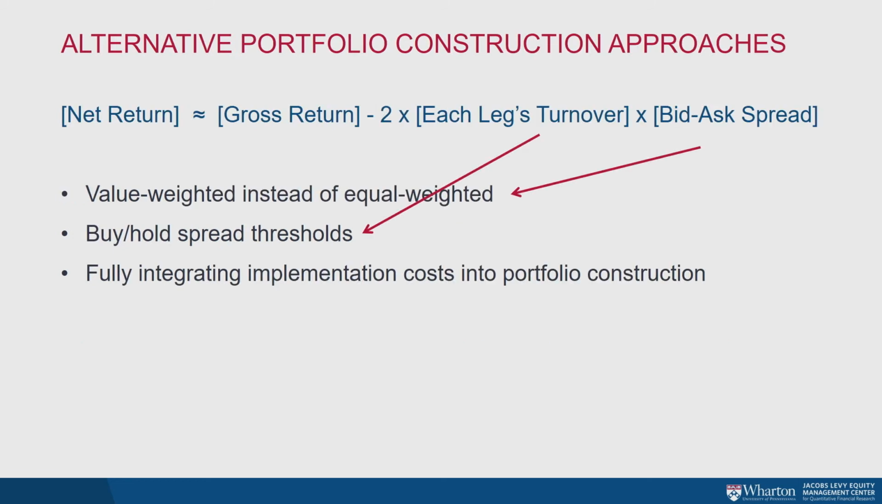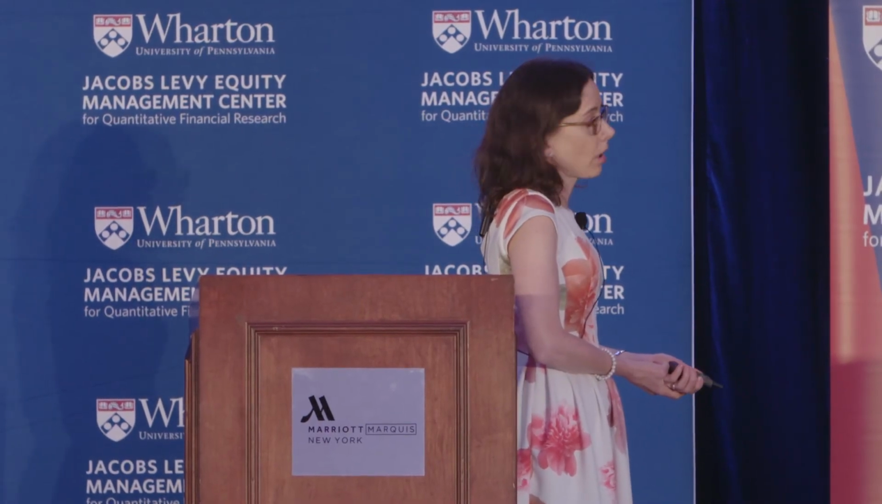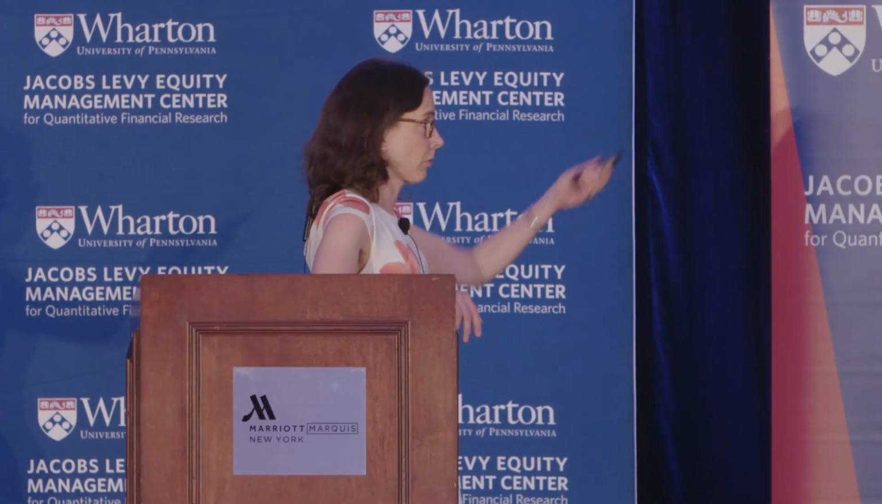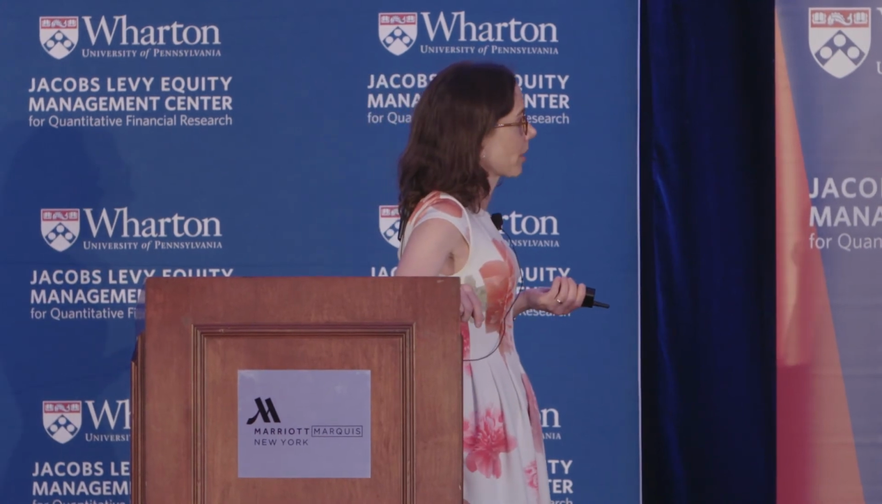So to simplify and summarize a little bit what happened in the paper: okay, we can mitigate the weighted average bid-ask spread across the names by using value weighting instead of equal weighting. And then in terms of affecting the turnover, I can be doing something smarter, and Andrew gave a very nice explanation of how that methodology works to do the buy-hold spread.